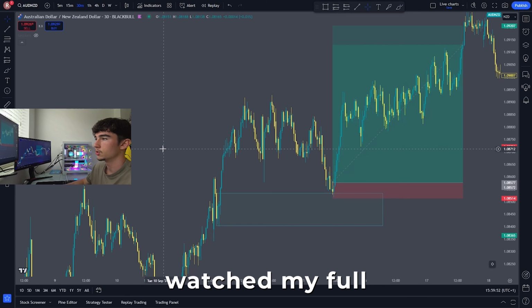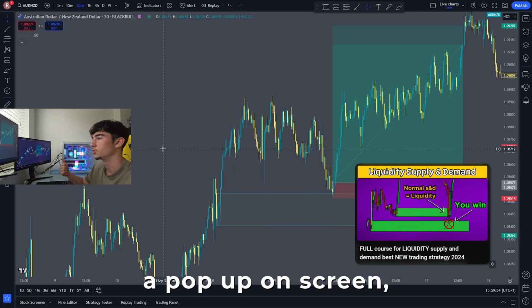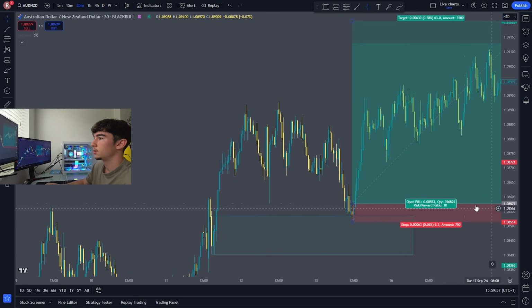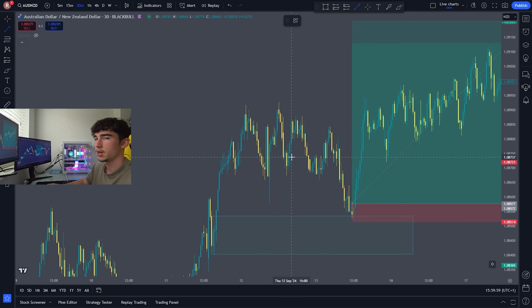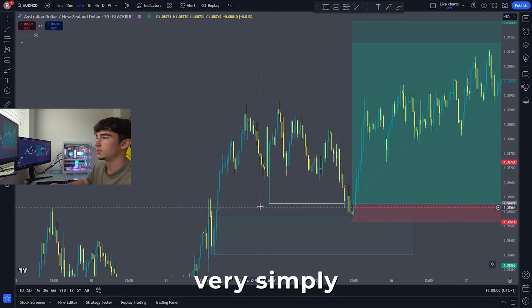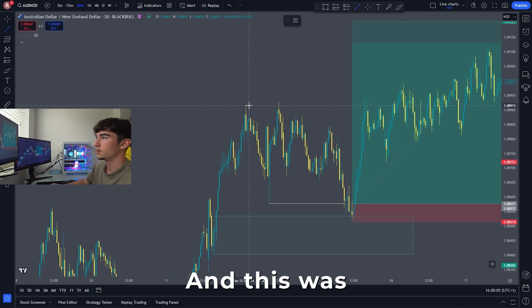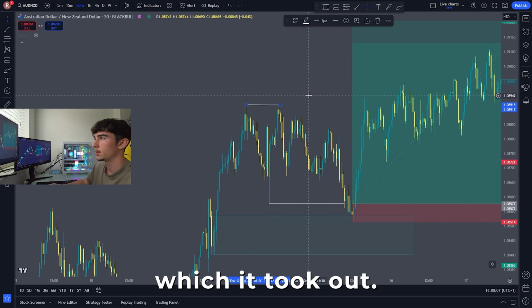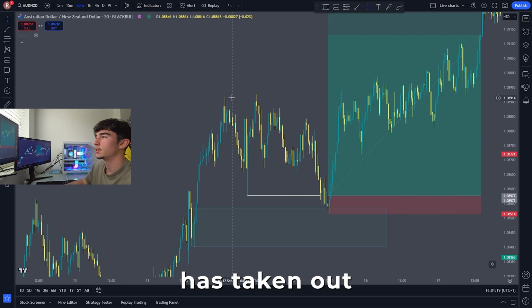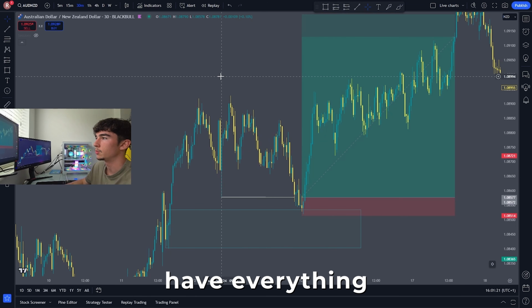So if you guys have watched my full strategy guide, if not, have it pop up on screen, for this liquidity supply and demand strategy with RD concepts, the liquidity has to take out its own high. So this low right here, very simply, was our liquidity, and this was its own high, which it took out. So once liquidity has taken out its own high, we more or less have everything we need for a valid trade.